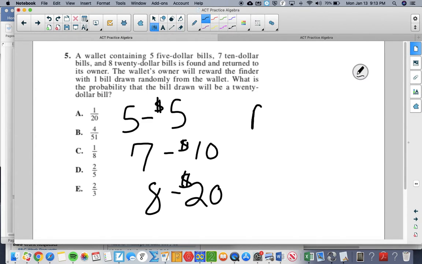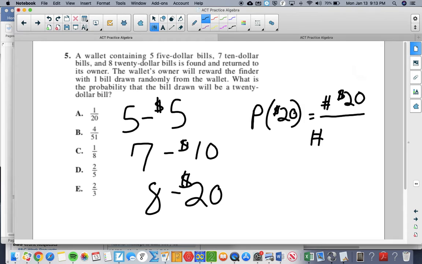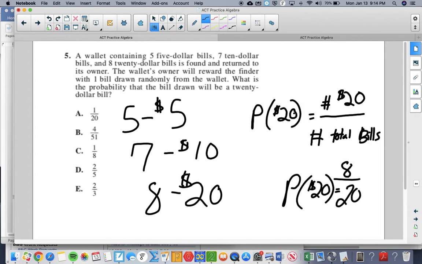So we want the probability of a $20 bill. So that is the number of $20 bills divided by the number of all bills. So let's see, there are 8 $20 bills, and there are 20 total bills. That includes the $20 bills. It includes all of the bills. There are 20 total bills in this wallet, 8 of which are 20s, so your probability of getting a 20 is 8 out of 20.